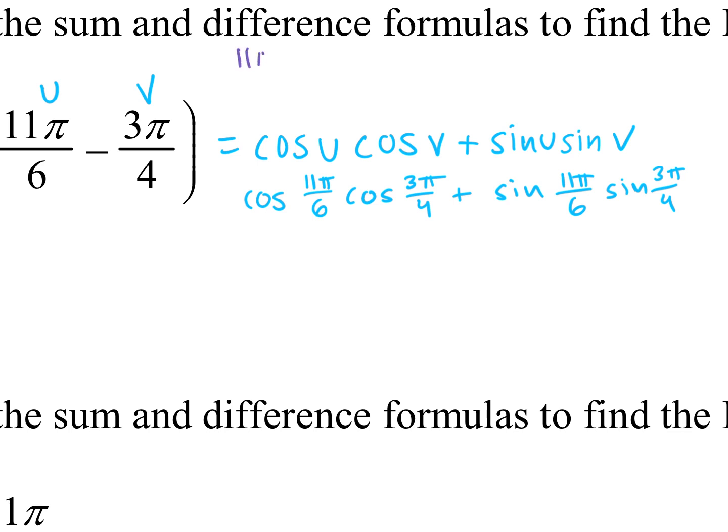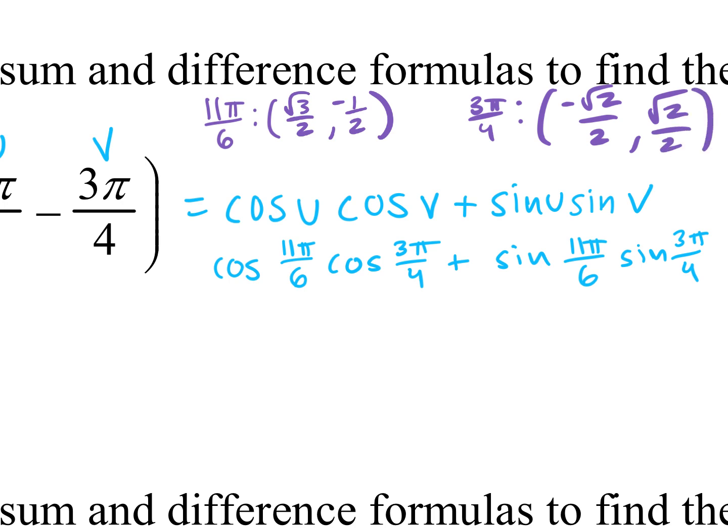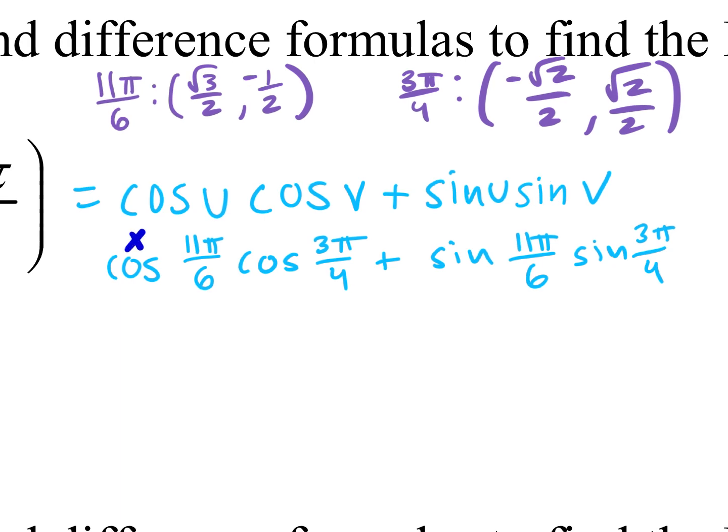So on the unit circle, what is my coordinate point for 11 pi over 6? It would be square root 3 over 2 and negative 1/2. And then on my unit circle for 3 pi over 4, my point would be negative square root 2 over 2 and square root 2 over 2. So cosine tells me I have to look at what value on the unit circle? X. So cosine, I'm looking at the x's. Sine, I'm looking at the y's.